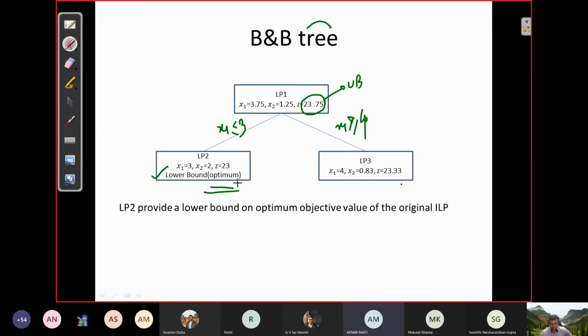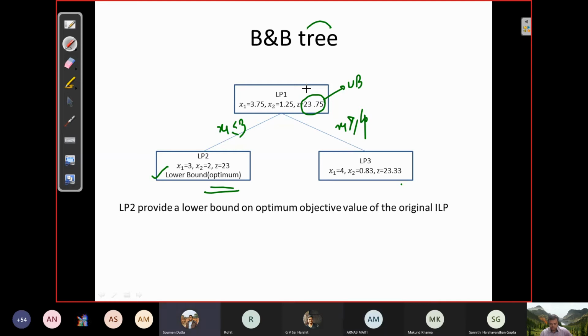Yes, sir. Now you could have also branched on x2. Here I have branched on x1. I have chosen x1 as the branching variable. You can choose x2 as branching also. So for example, here in LP1 you have x2 is 1.25. So if you would have to branch on x2, what constraint would you require to add?